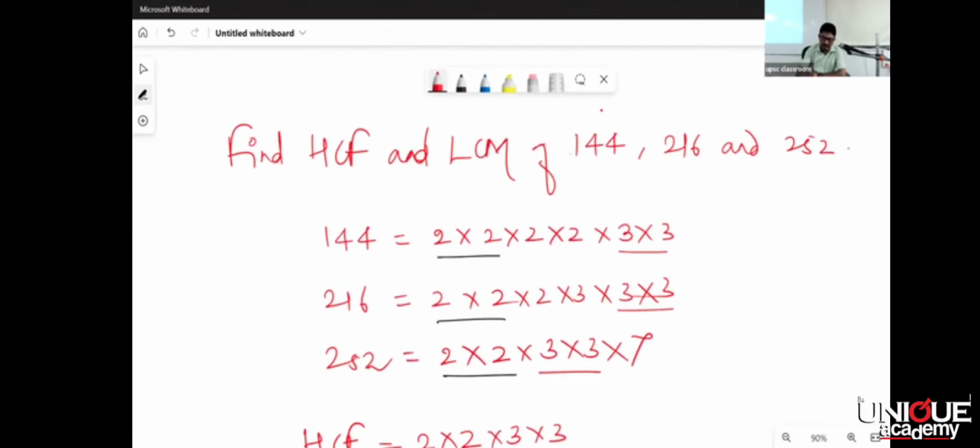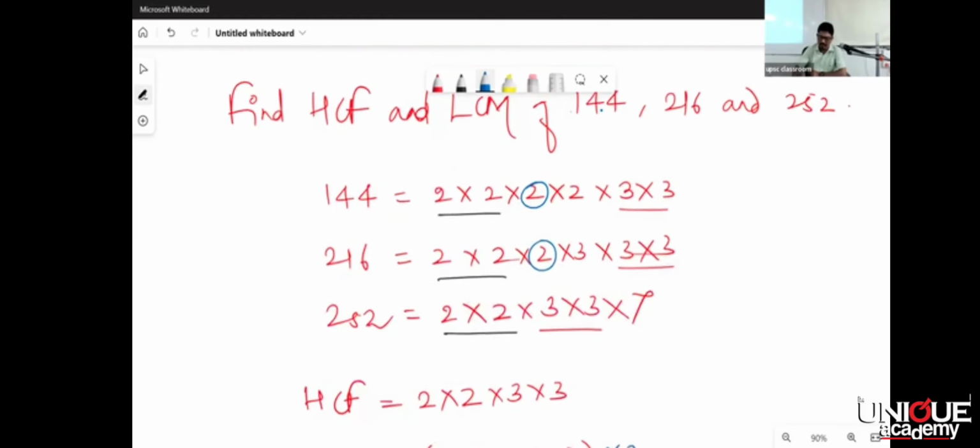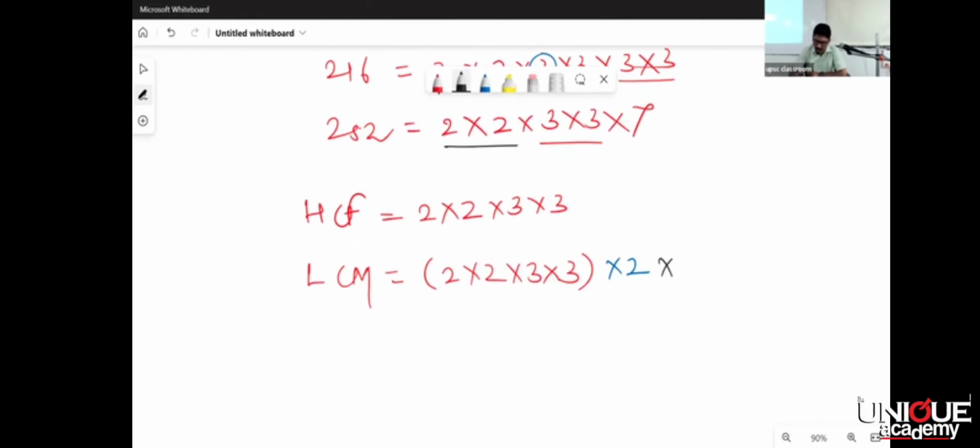Now, friends, check here. In the first, second, and third, we have common in all, but there is one factor common in only two, the first and second. What is it? 2. So here is 2, here is also 2. For that, we have to put 2 only once. Now, in the first number, only the factor 2 is uncommon and remaining. In the second number, 3 is remaining. And in the third number, 7 is remaining. So we'll put this 2 into 3 into 7. Are you getting me? Is it clear?